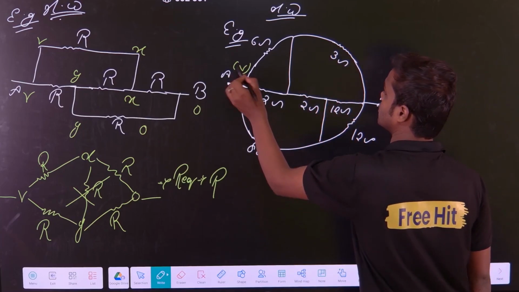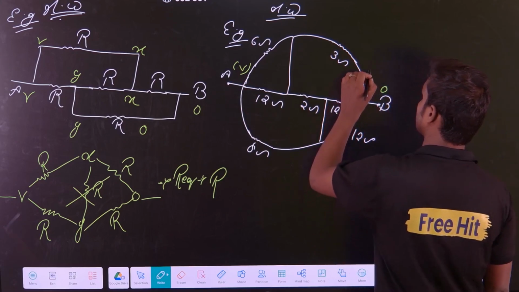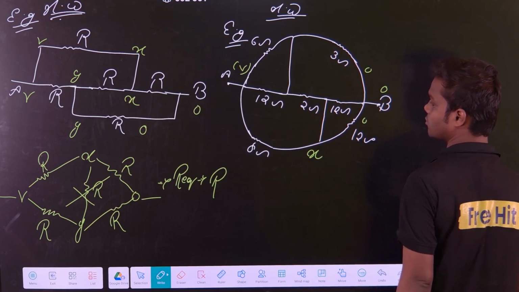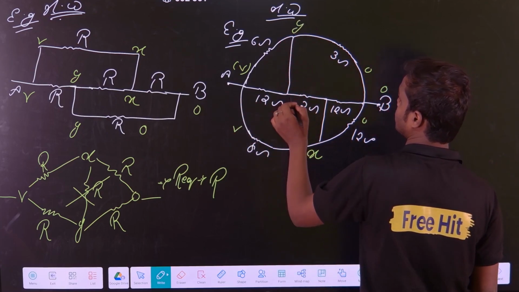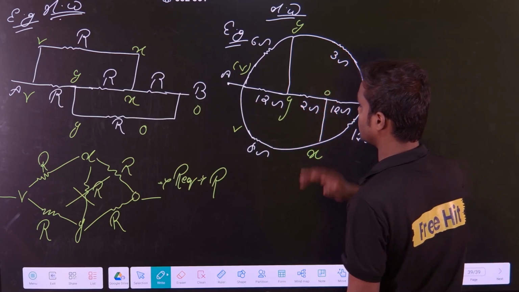Similarly, come to here. This is also V. Let us take it as V. This is 0. If this is 0, this will also be 0. This will also be 0. Here you don't know. Let us take it as X. Okay, this is V, so this will be V. Here you also don't know. Let us take it as Y. This will also be Y. This is 0, so this will also be 0. Now let us draw it.